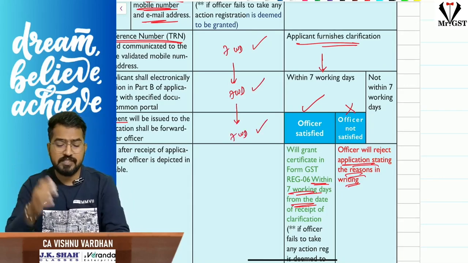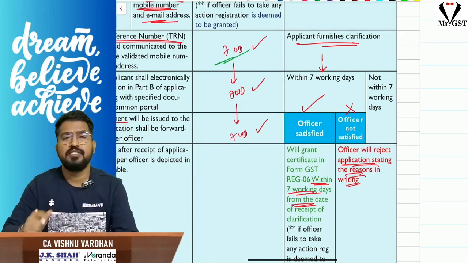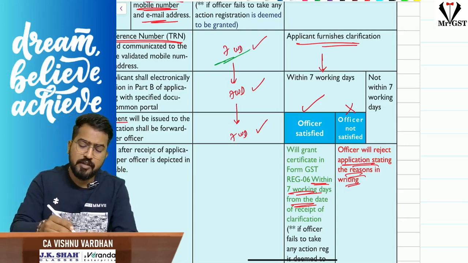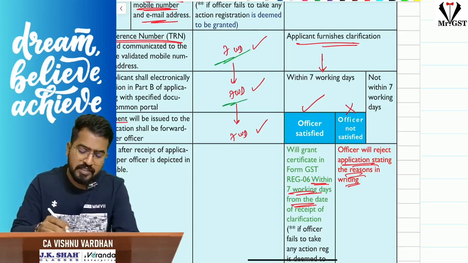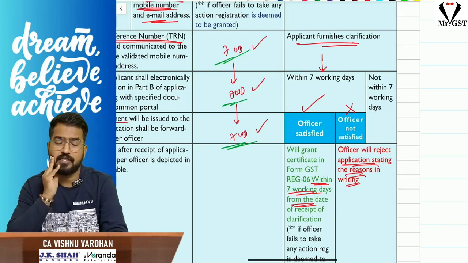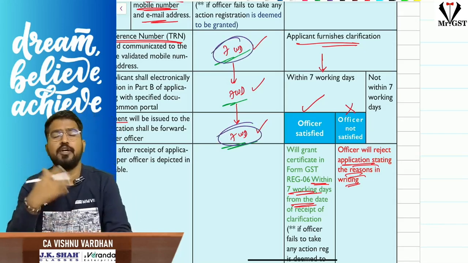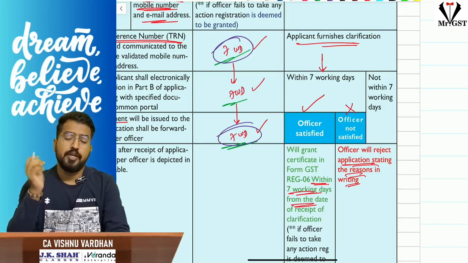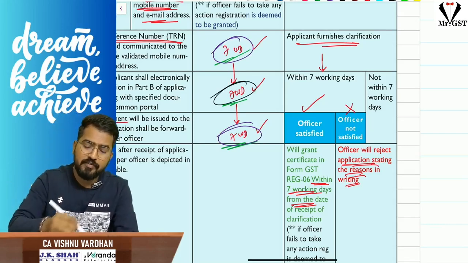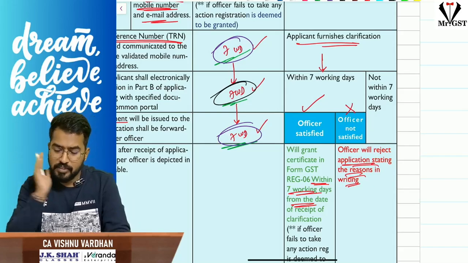Okay. So the first time you are applying, if he is satisfied at that time itself, he will grant you the registration certificate or ask for clarification. So you give the clarification. Within 7 working days he will see, and if he is satisfied, he will grant you the registration certificate, otherwise he will reject. If the proper officer is not doing his duty within the time limit, your application is deemed to be accepted. If you are not doing your duty within the time limit given to you, your application is deemed to be rejected. Okay, so that is the concept.